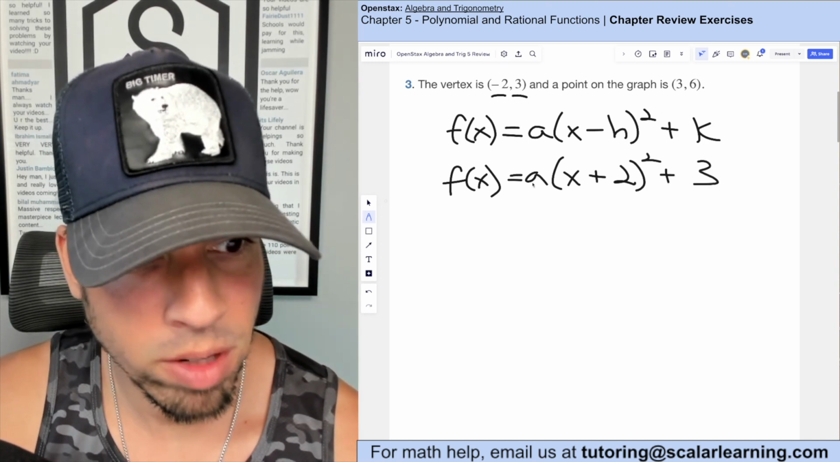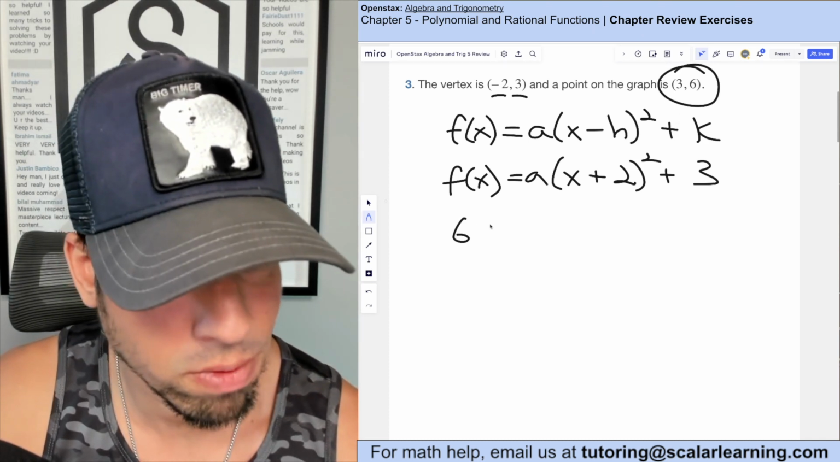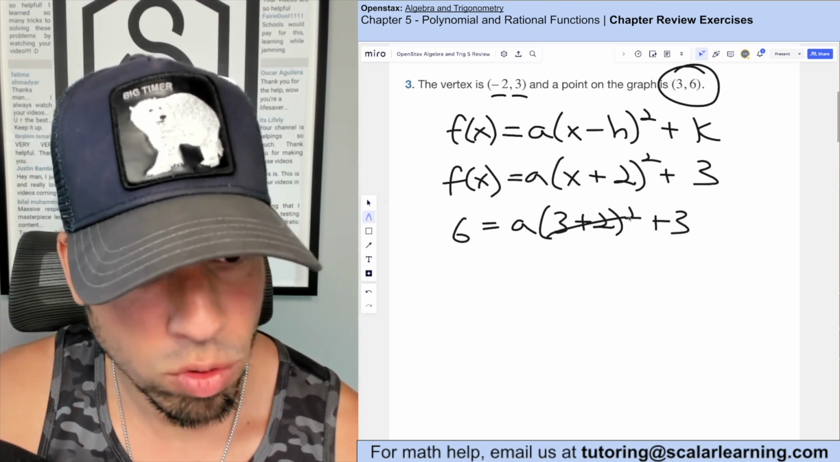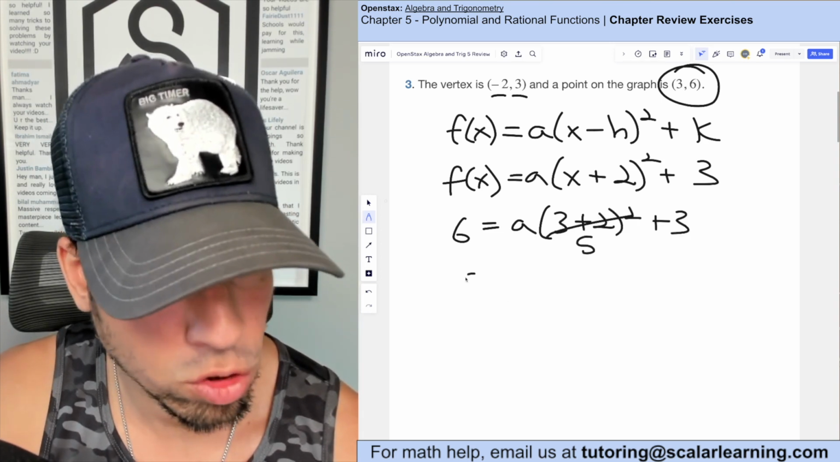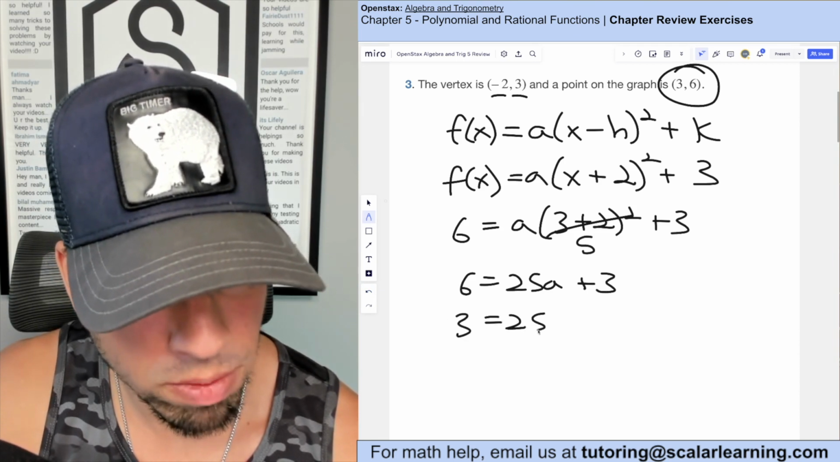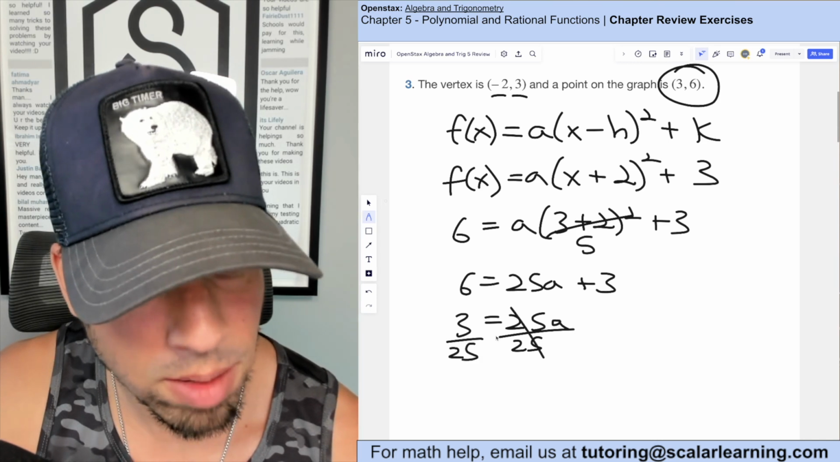The last step is we have to solve for a. That's why they gave us the second coordinate. So I'm going to plug 6 in for the function value and 3 in for the x value. Then I get 3 plus 2, which is 5. 5 squared is 25. Then I subtract 3 from both sides, and I get 3 equals 25a. Last but not least, divide by 25, and then I get my nice a value.